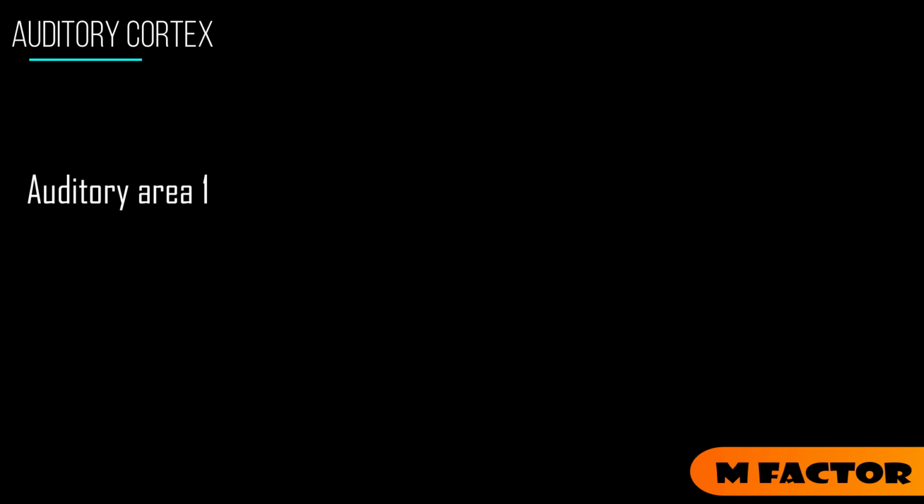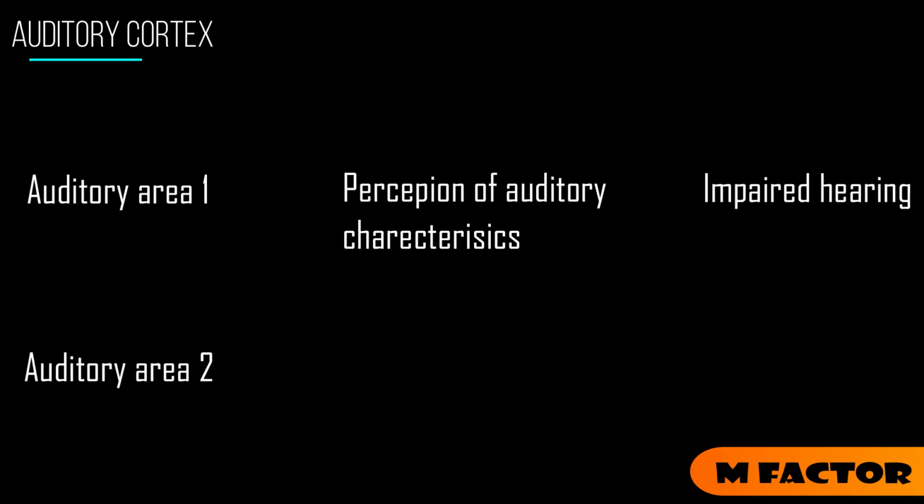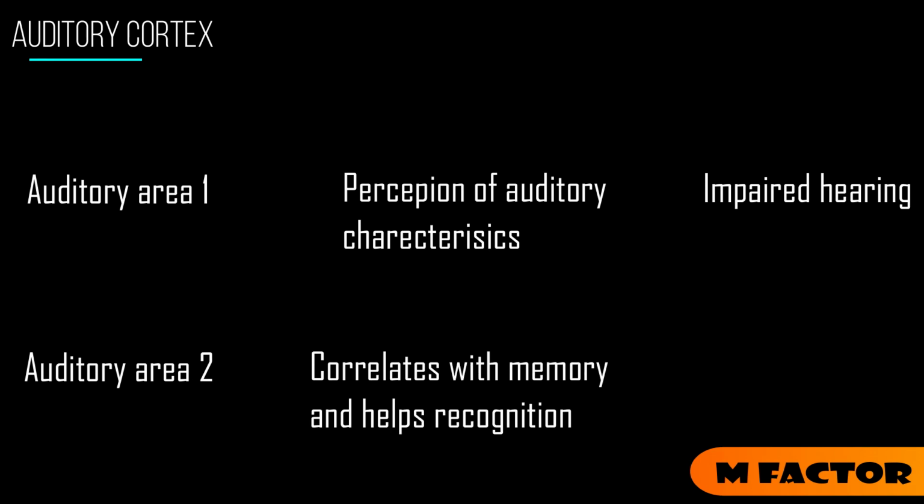Auditory area 1 or the auditosensory area helps in reception and perception of auditory impressions of loudness, quality, pitch, etc., and its lesion may therefore lead to impaired hearing. Auditory area 2 or the auditopsychic area helps in the correlation of auditory impressions with past memory and identification of the sound that is heard, and therefore its lesion may lead to auditory agnosia.